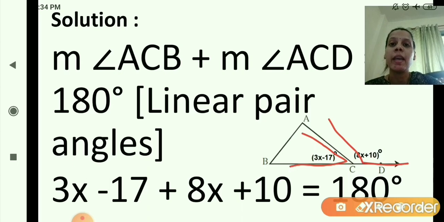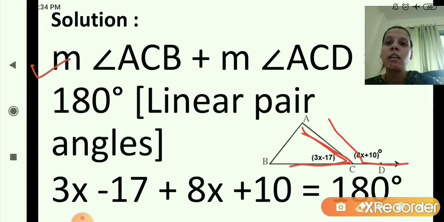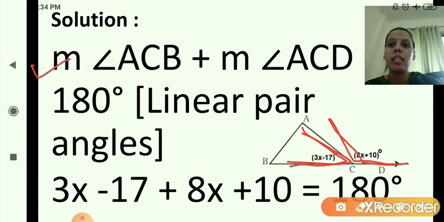So angle ACB plus angle ACD is equal to how much? 180 degree. Correct. So in the solution, first we will write down measure of angle ACB, see this angle, plus measure of angle ACD, this angle, is equal to 180 degree. In bracket you will write down the reason, that is linear pair angles or angles in a linear pair. Correct? Now we will put the values.